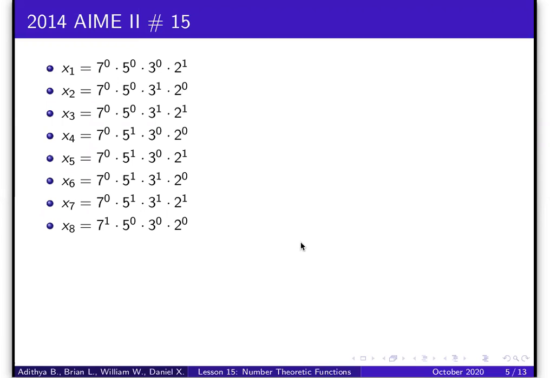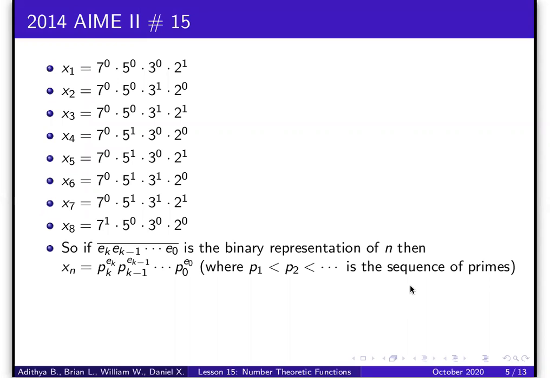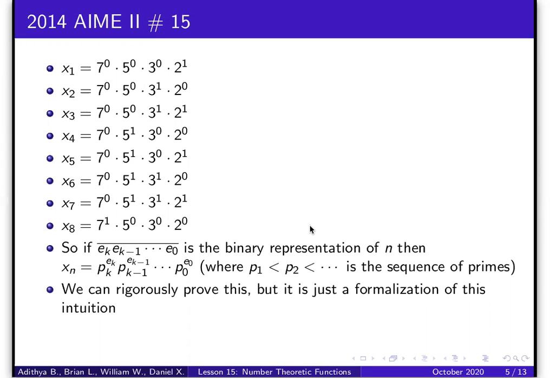So in summary, if we have the binary representation of n, then we already know what its prime factorization is going to be. So if we write it in binary, then we just have to take the appropriate primes and put the appropriate exponents. And if you want, you can write a rigorous proof of this, but it's essentially fairly intuitive.